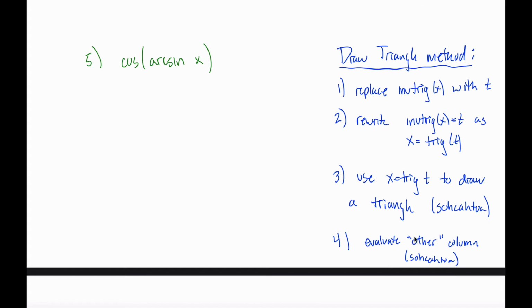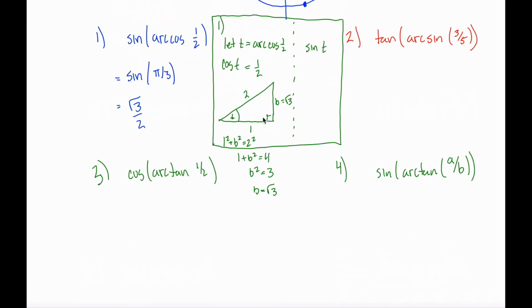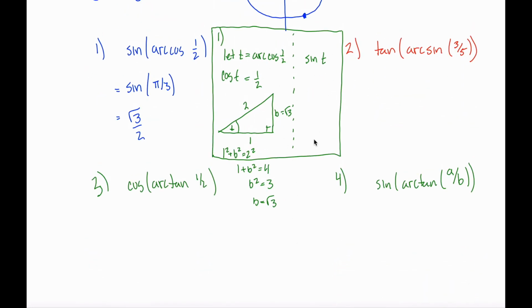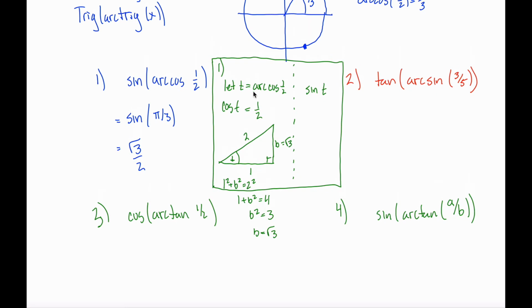Step 4 is to evaluate the other column. And again, I'm going to put SOHCAHTOA down here to sort of remind you how to do that. What are you talking about, the other column? Remember, the way I set this up, I had two different columns going on. I started by letting t be equal to the inverse trig function, and that changed the original question from sine of arc cosine of 1/2 to just the sine of t. My answer is the sine of t.